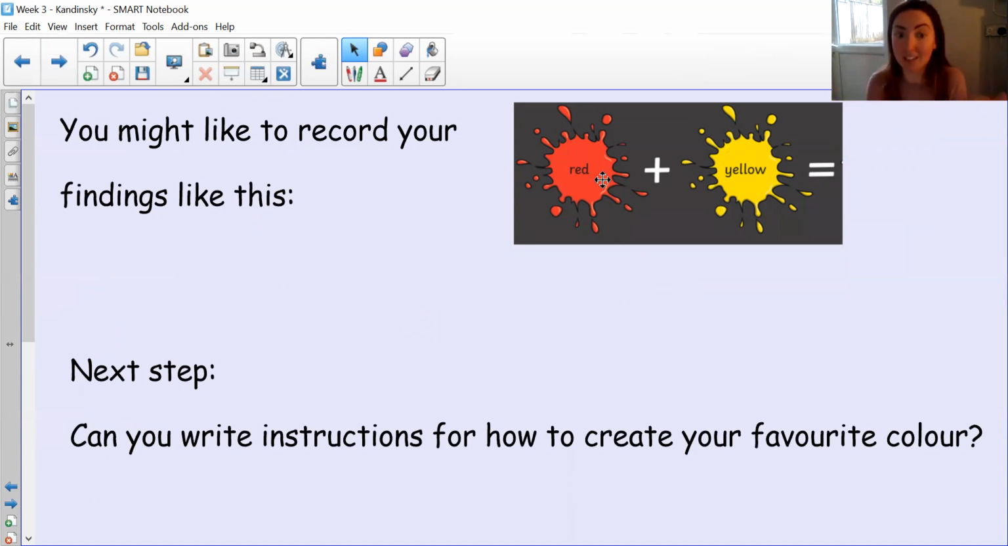You can do that with paints or pencils or felt tip pens, or work with any of those. And as I said, play around with it. It's really fun to have a go at mixing colours. Mix as many different colours as you like and see if you can find your favourite colour. And then as a next step, can you write instructions for how to create your favourite colour? Just like we practice in English, we've written instructions together. Can you have a go at using that knowledge to write some instructions for your favourite colour that you have discovered while mixing?